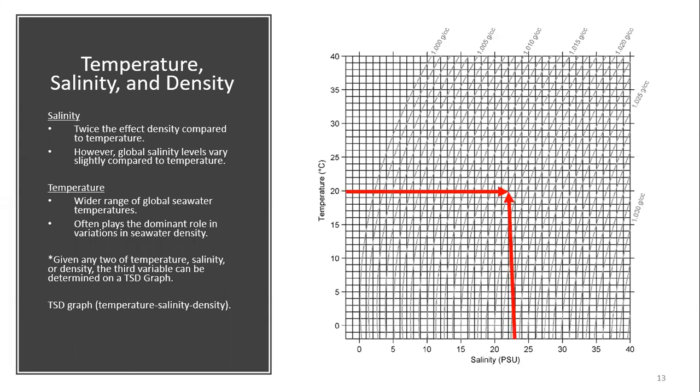Given the two values of temperature and salinity, density can be determined when plotted on a temperature-salinity graph with isopycnal curves of equal density. Also known as a TSD graph, or a temperature salinity density graph, we can use this to determine the density. We will do this in a future lab assignment.